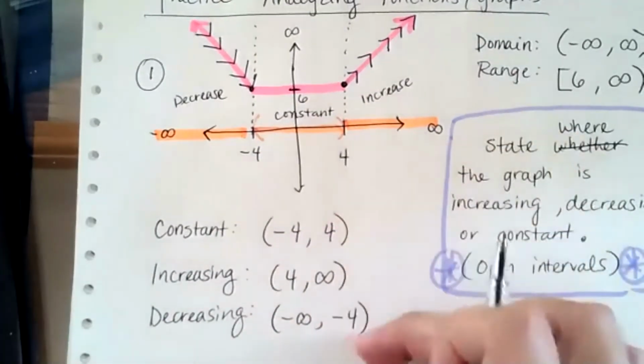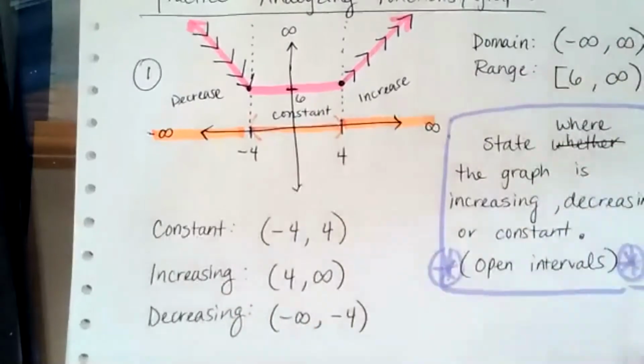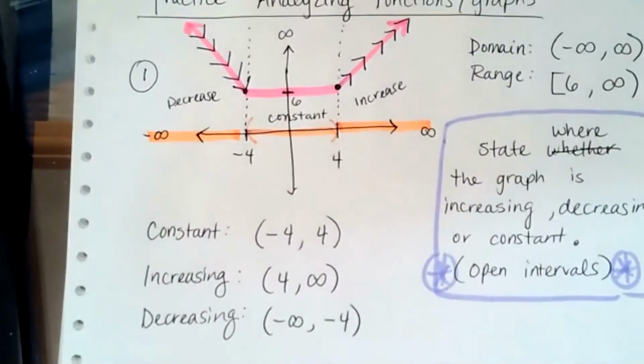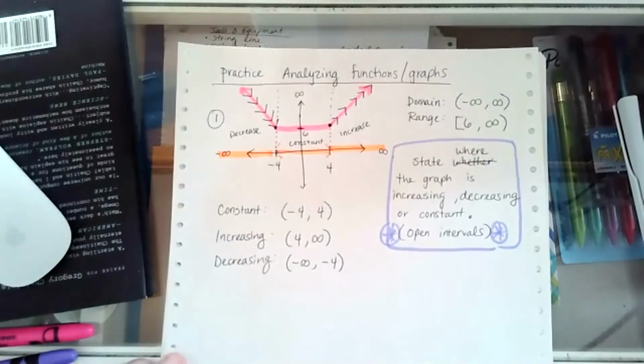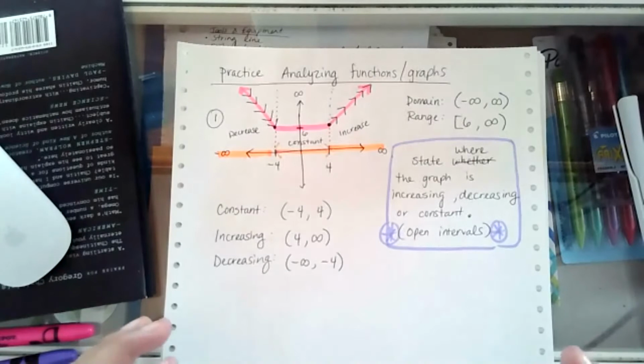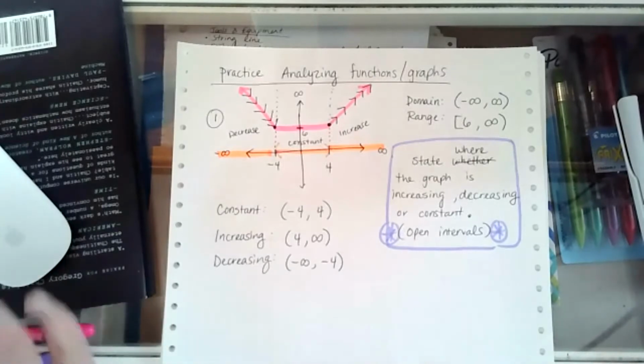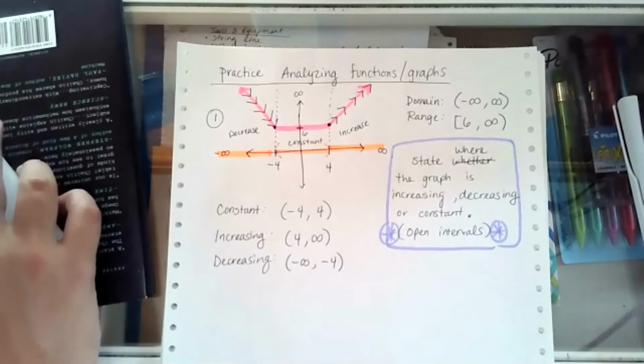And those 3 segments make up the entire domain. Is that a little bit clearer? Or do we still have some questions about it? I got a couple more examples for you guys.